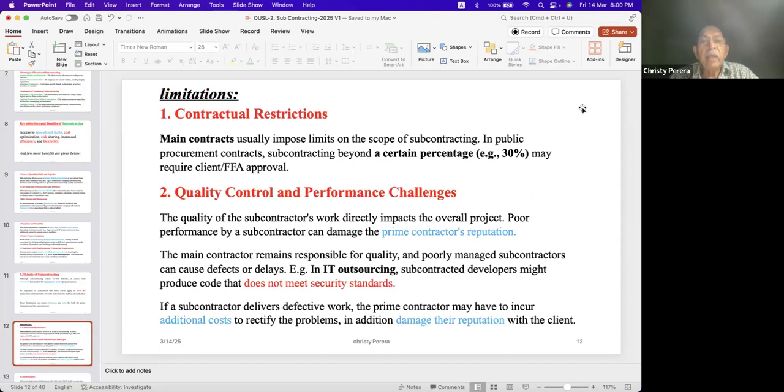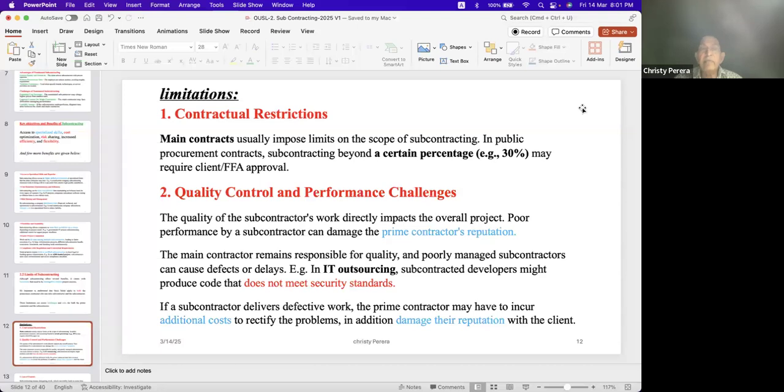Main contracts usually impose limits on the scope of subcontracting. In public procurement contracts, subcontracting beyond a certain percentage, for example, 30%, may require client approval. You will have to get the client's approval. Not only that, sometimes, if you have mentioned 30% in your bid conditions and you go beyond that, you'll have to get special approval from the client.